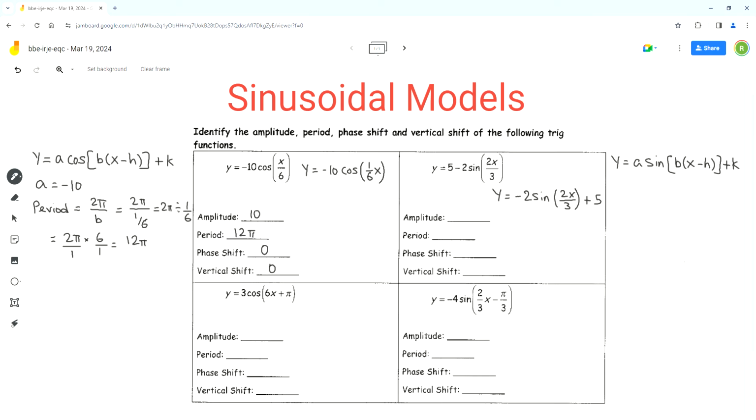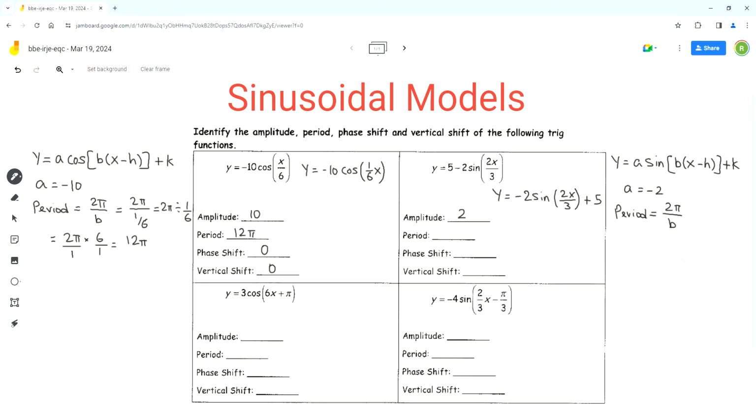Now we have to find the amplitude. So amplitude is the a value without the negative sign. So for this given sine function, a value is equal to -2. So the amplitude is +2. Now we can calculate the period, and for that we'll use the formula. So period equals 2 pi over b.